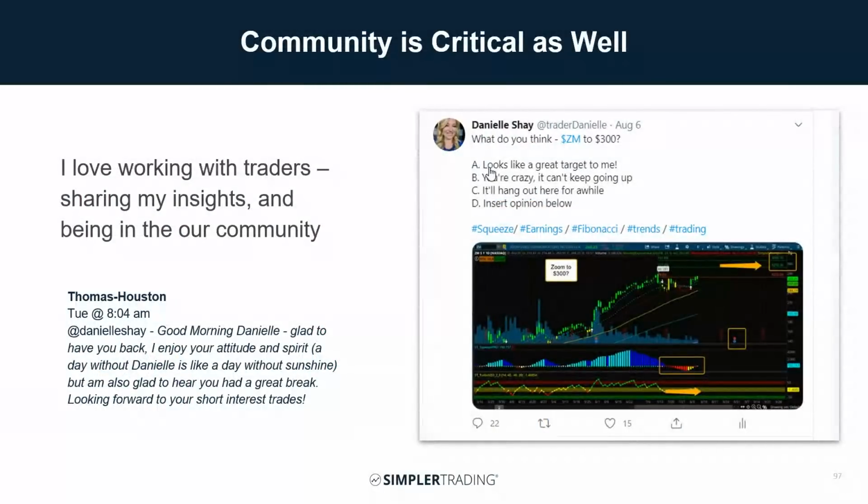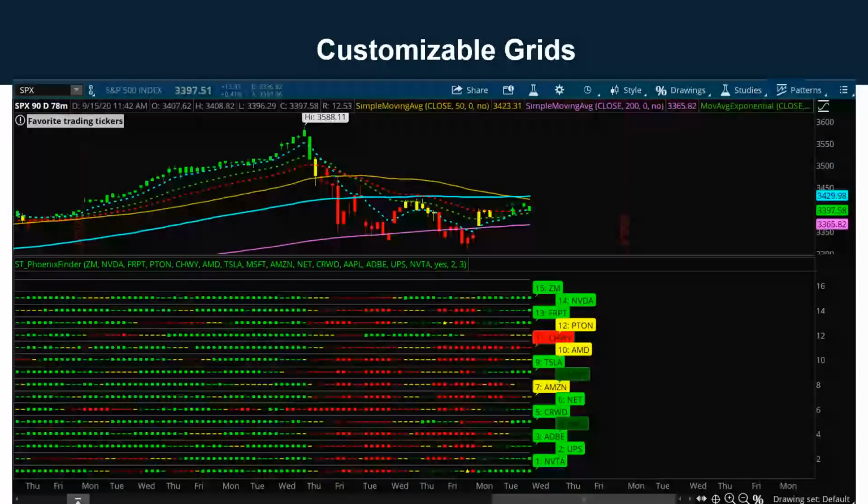So for me, community is absolutely critical. I love being able to customize the grids. For me, this is just an amazing tool within this arsenal, okay? And this grid in particular, these have been the tickers that I've been trading over and over and over again.